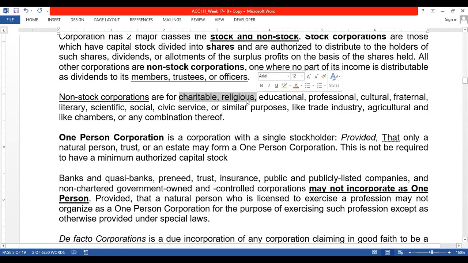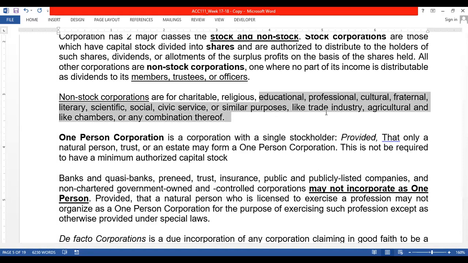Led by young bishop, no? So education, professional, cultural, fraternal, literary, specific, social, civic, similar purpose. So like the industry, agricultural, like chambers, or even a combination thereof. So usually they are created not for profit. So ang tawag sa kanila po is non-stock corporation.